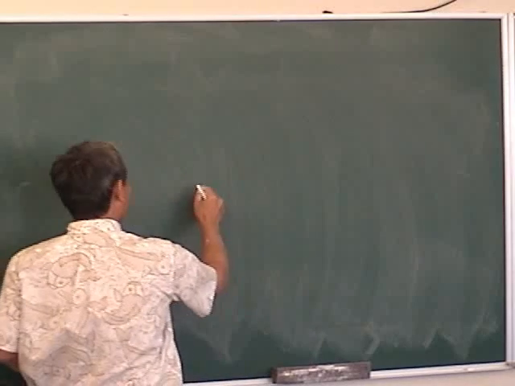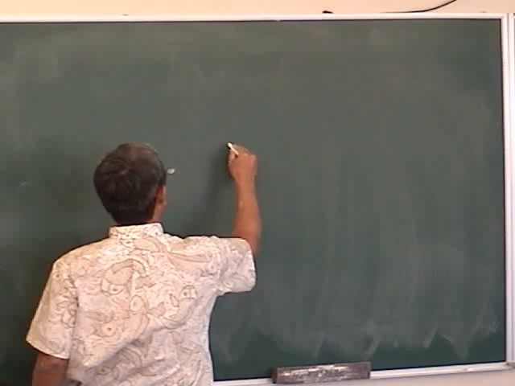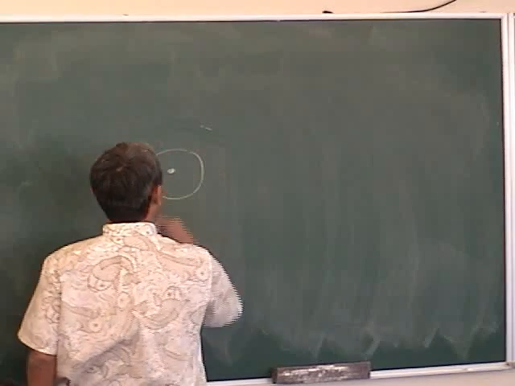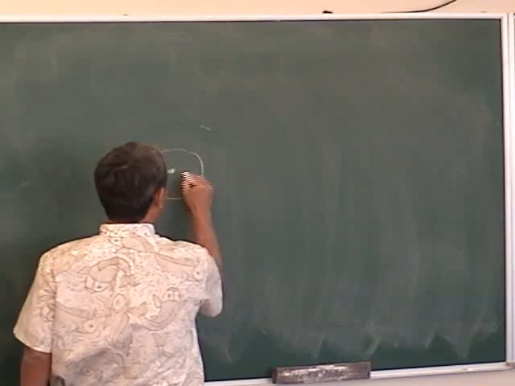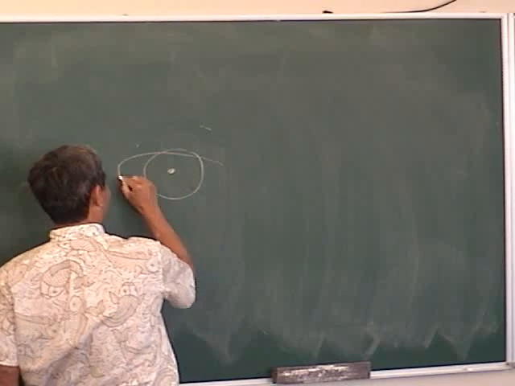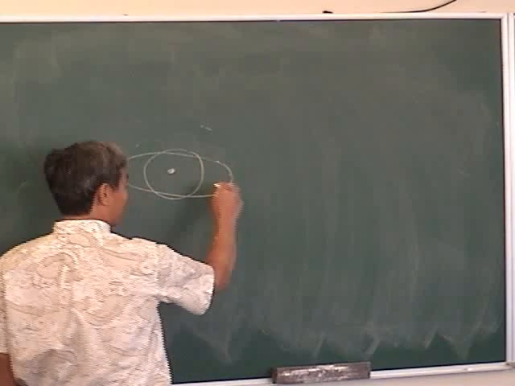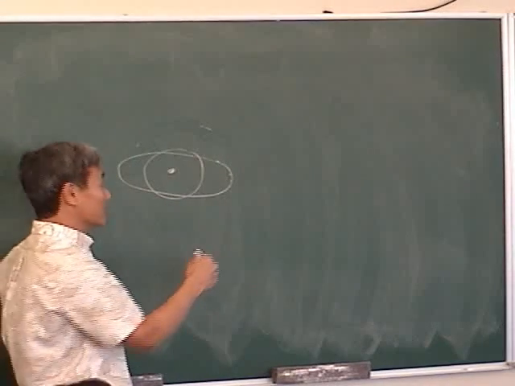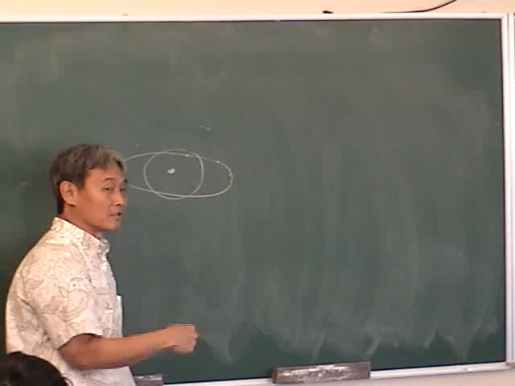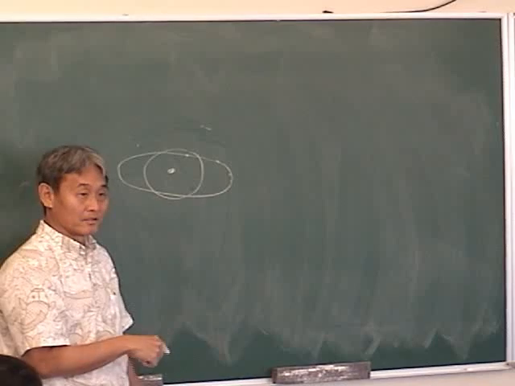So here's the sun. When Neptune goes around the sun, I'm going to exaggerate, it's almost circular. But when Pluto goes around the sun, it's more like this. So most of the time, Pluto is farther away from the sun than Neptune, but sometimes, because of the eccentricity, Pluto is actually closer to the sun than Neptune, because of the eccentricity of the orbit.